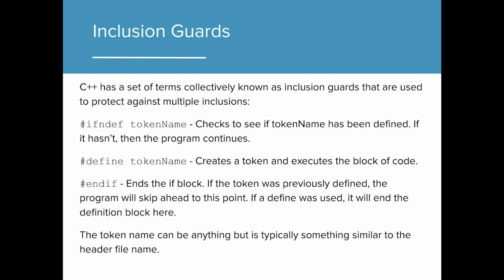Here, you create a token and then execute the block of code below it. Then, at endif, the block is ended. If the token was previously defined, then this is where the program will skip to. If a define was used, it will end the definition block here. A token name can be anything, but it is typically something similar to the header file name.